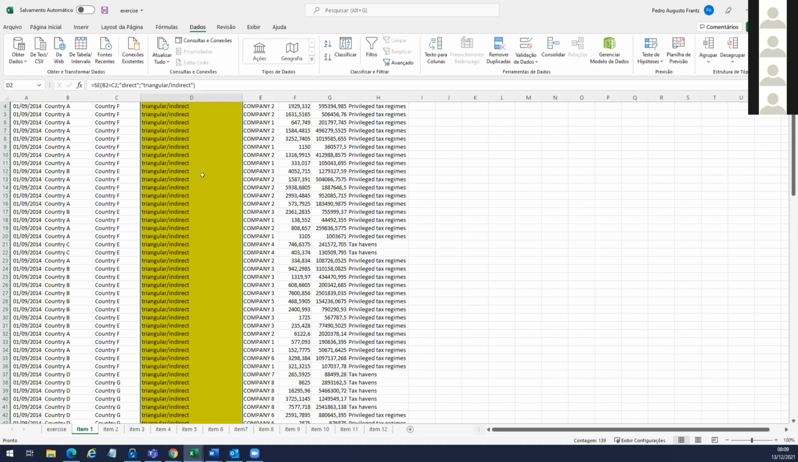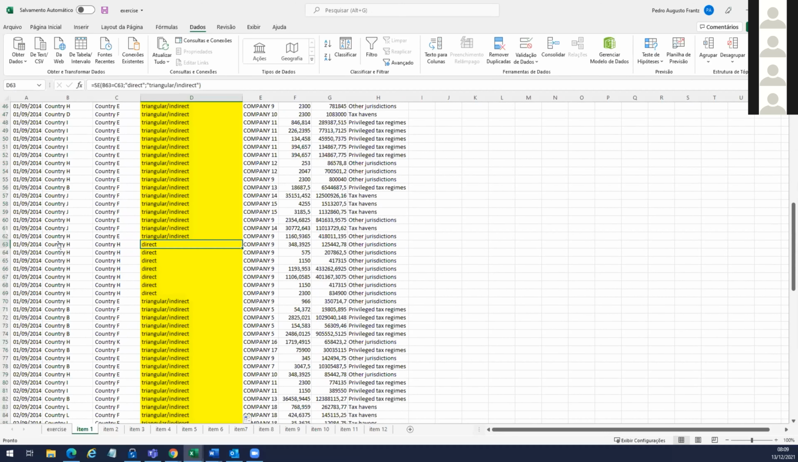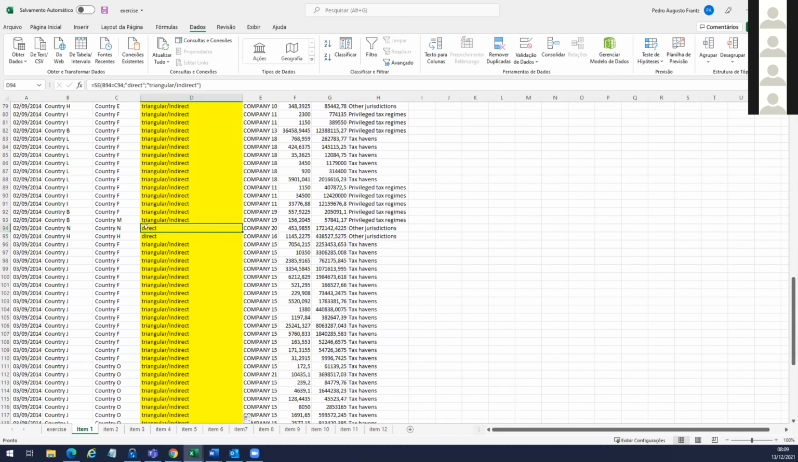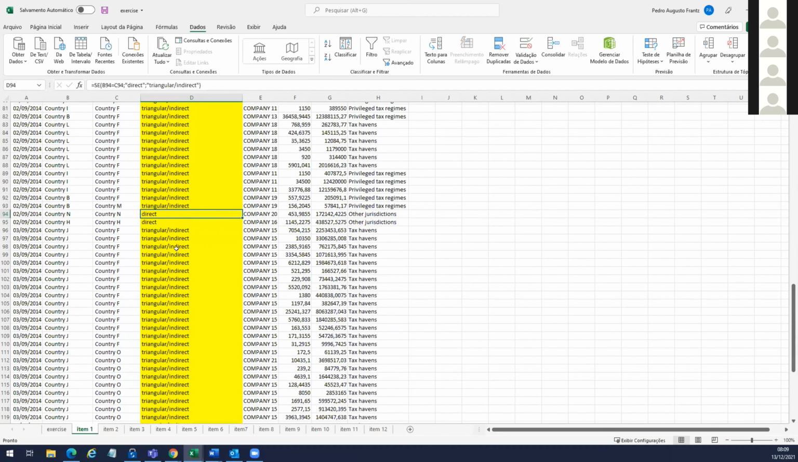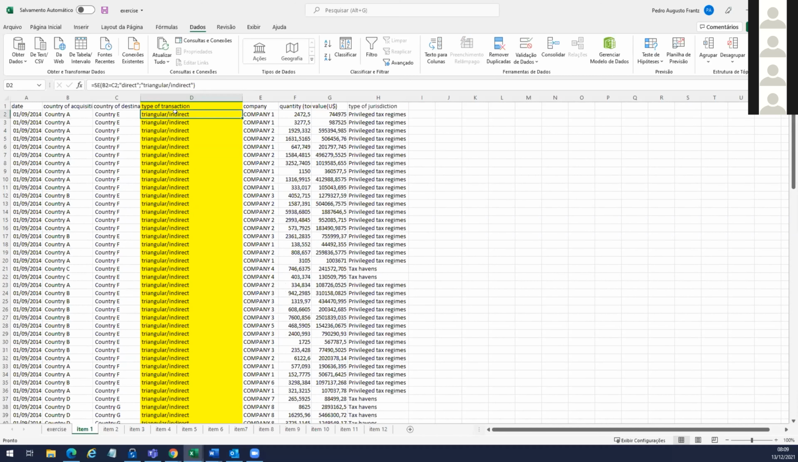Okay, let's inspect. Some of the operations are direct, where the country is equal. But most of the transactions are triangular. Some are direct. Then this is the answer of our first item. We calculated the type of transaction in an Excel file. Let's go to the next step.